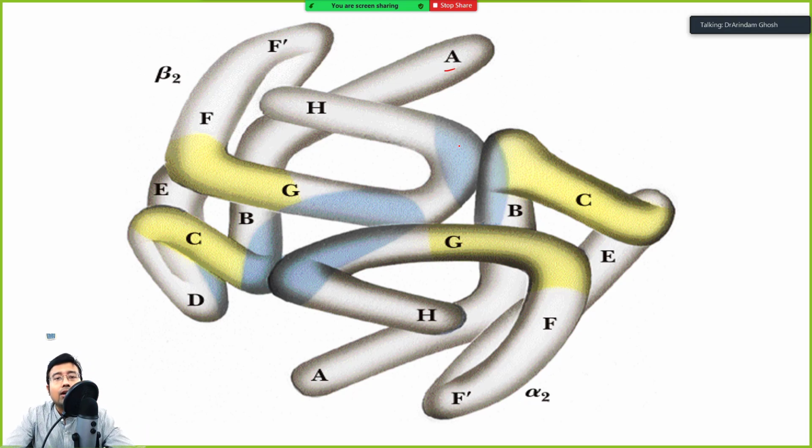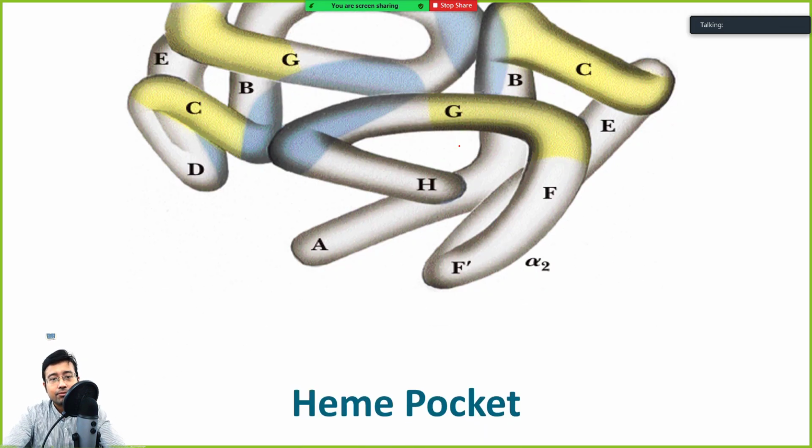However, why are these names important? Because amino acids are attached to the various zones. Based on the position and the part of the helix they are attached to, they are named A2, B3 like that.